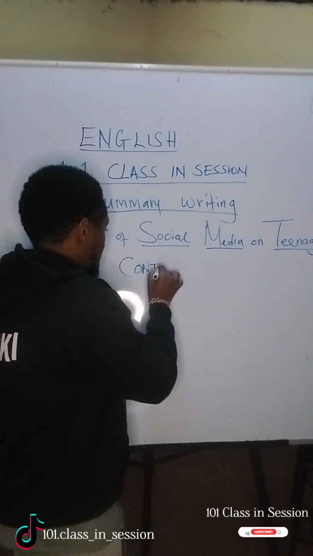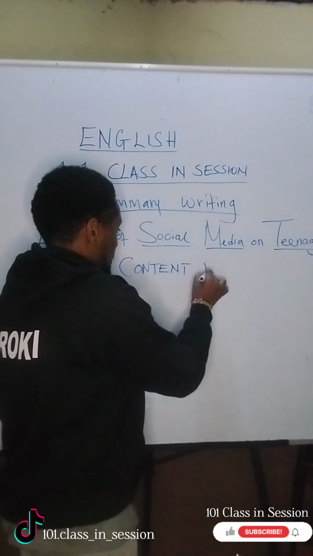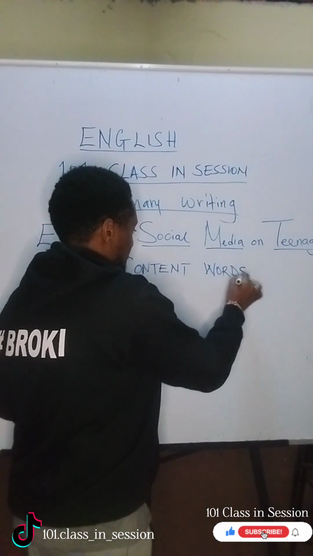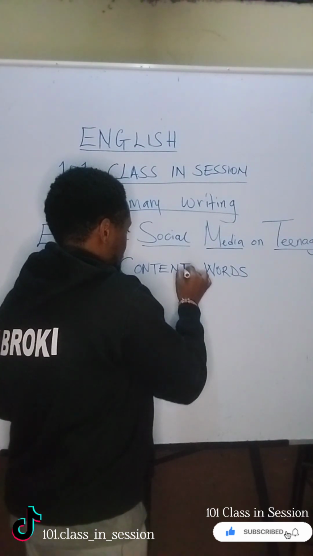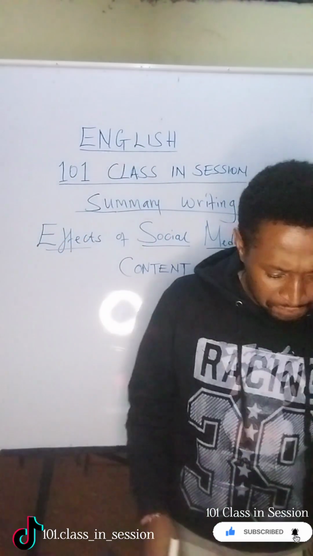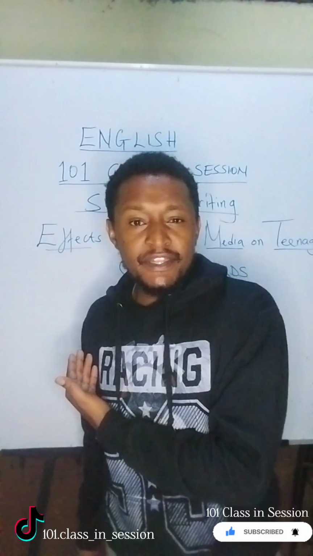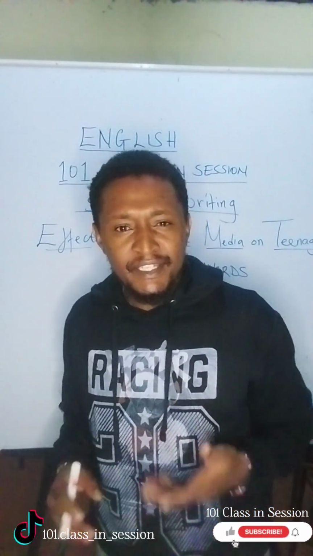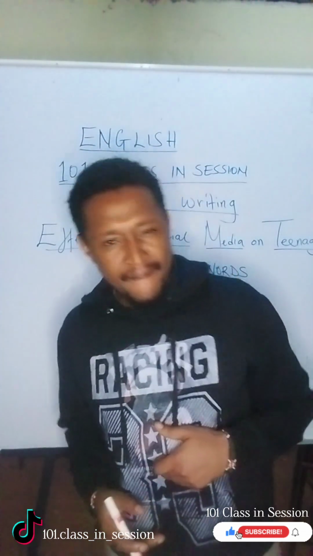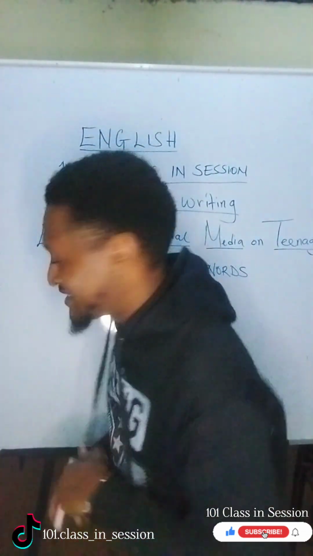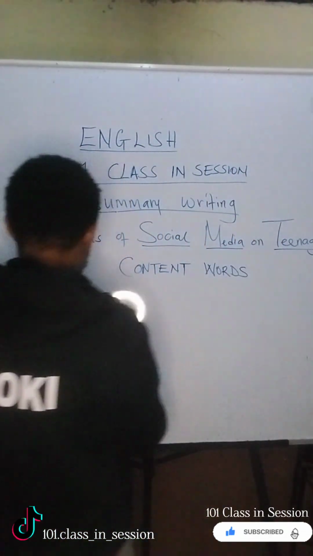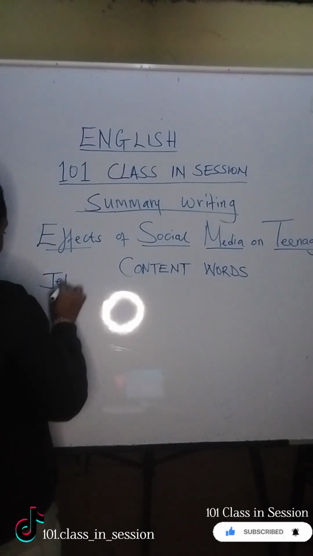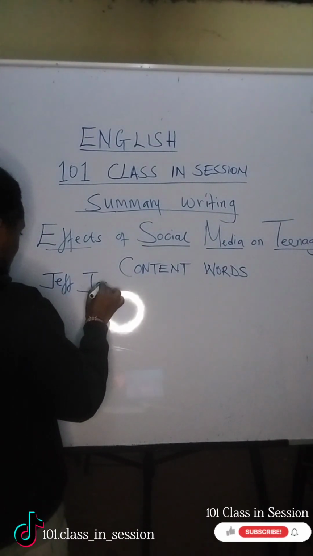Wacha niandike hata capital letters ndo uone. Content words. These are the ones that carry the main message or the main idea of the passage. Let's say, for example, this particular text or passage has been written by Jeff Jackson. Let's say that is Jeff Jackson, yeah? By Jeff Jackson.